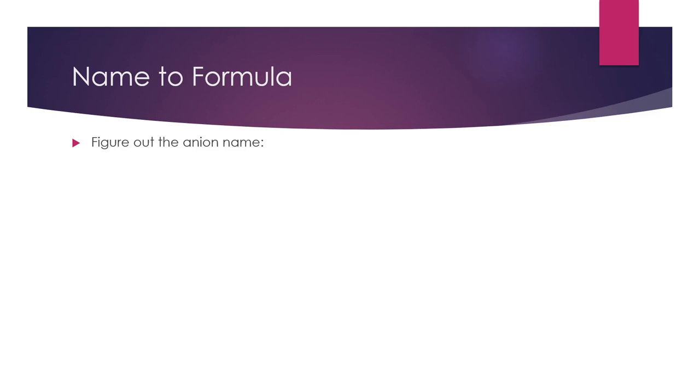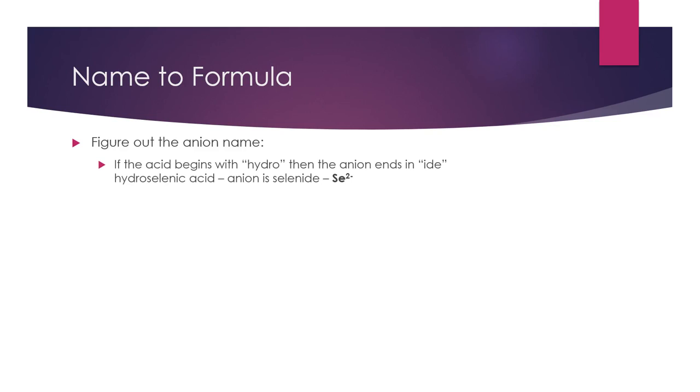If you're going from a name to a formula, you're going to figure out the anion name. There are a few rules for doing this. If the acid name begins with hydro, that means the anion ends in ide. So hydroselenic acid, the anion is selenide, Se2-.